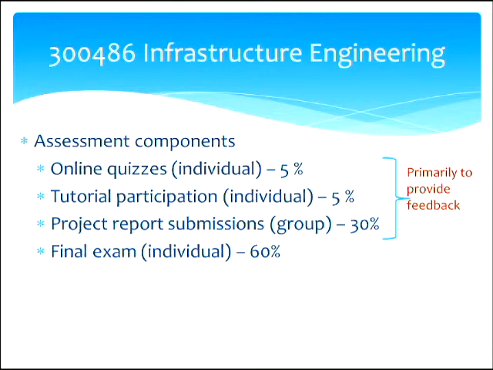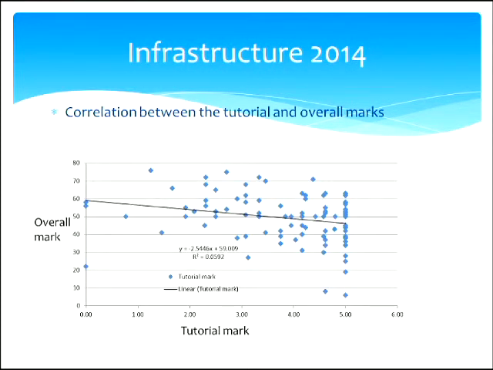So I did a bit of a regression analysis between tutorial mark and overall mark. Has the tutorial mark increased? In this case, the overall mark has reduced. But again, we didn't see a defined trend. The data was scattered everywhere, so there was no particular trend between the tutorial mark and the overall mark.